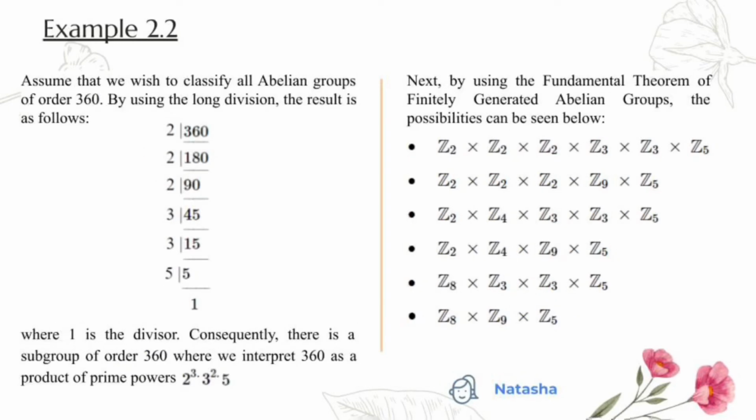For example 2.2, assume that we wish to classify all abelian groups of order 360 by using long division. The result is as follows. We get also remainder 1 where 1 is the divisor. Consequently, there is a subgroup of order 360 where we interpret 360 as a product of prime powers: 2 cubed times 3 squared times 5. Next, by using the fundamental theorem of finitely generated abelian groups, the possibilities can be seen below, as you can see on the screen too.